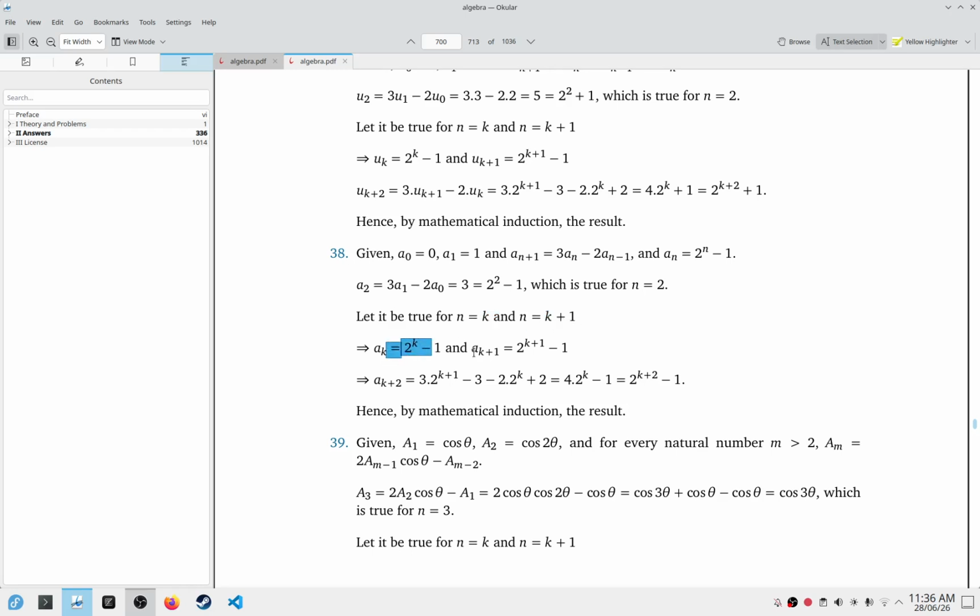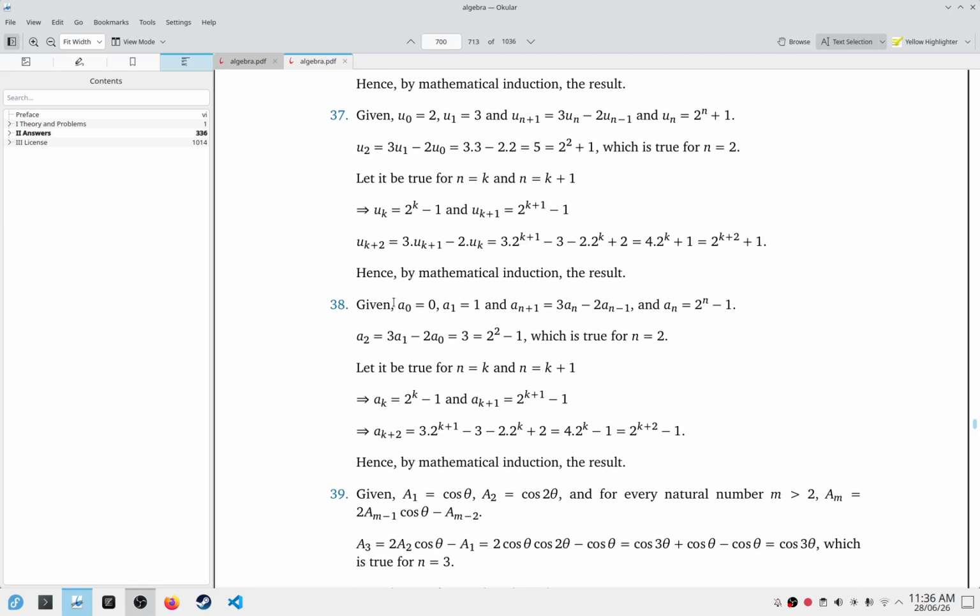So ak becomes 2 raised to the power k plus 1 and ak plus 1 becomes 2 raised to the power k plus 1 minus 1. Now we compute ak plus 2, which is equal to 2 raised to the power k plus 2 minus 1. So quite similar to 37. Okay.